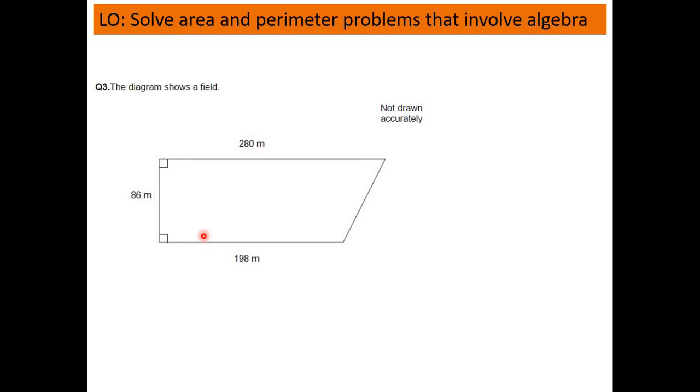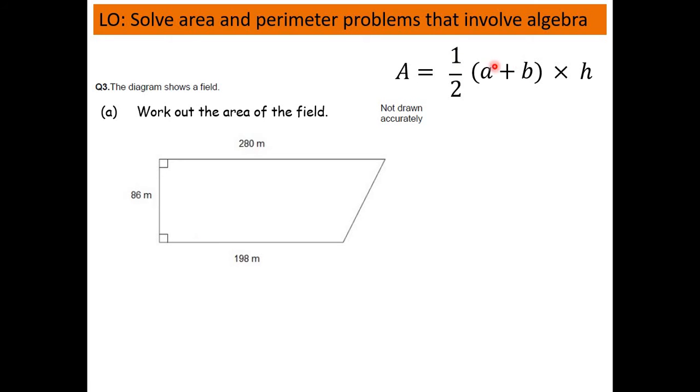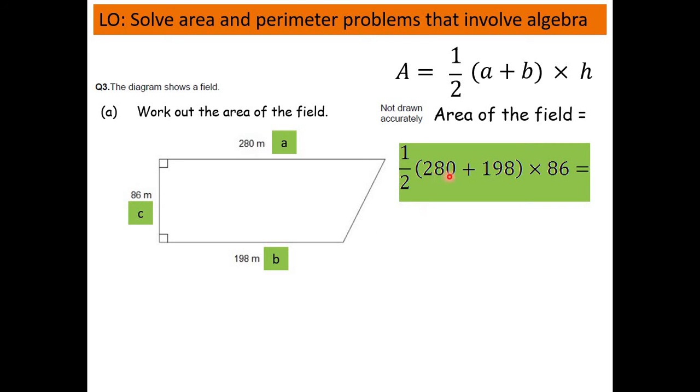So let's remind ourselves of the formula for working out the area of a trapezium. The area is half of a plus b multiplied by the height. So let's put our a's and b's in. A and b are here because they are our parallel lines, and our height is 86 meters. So the area of the field is going to be half of 280 plus 198 multiplied by 86. 280 add 198 is 478. Multiply that by the 86, and half it gives us 20,554 meters squared.